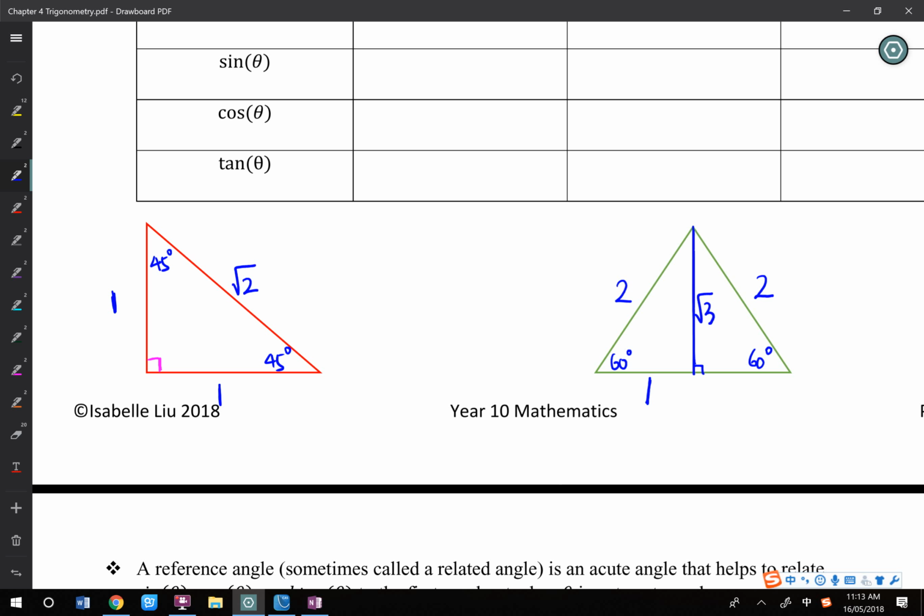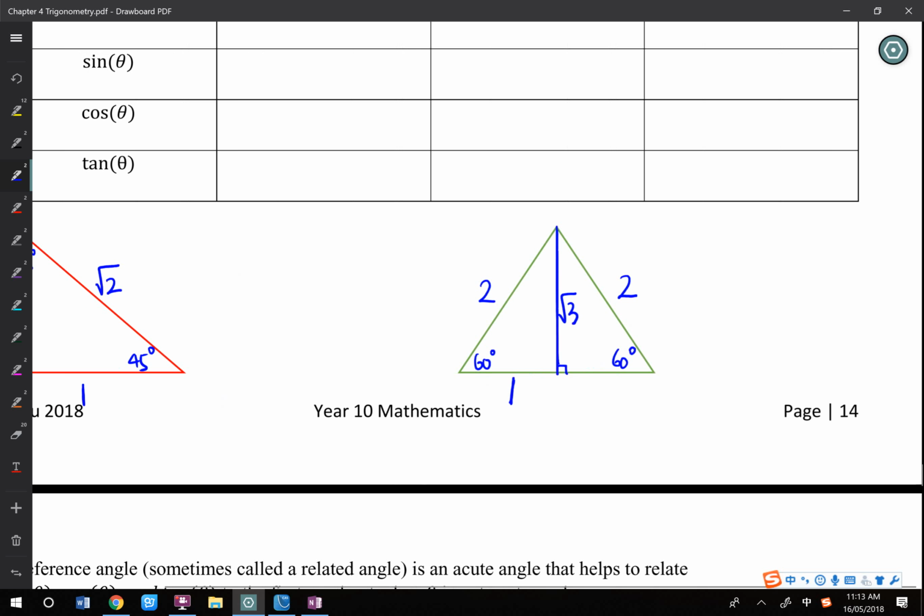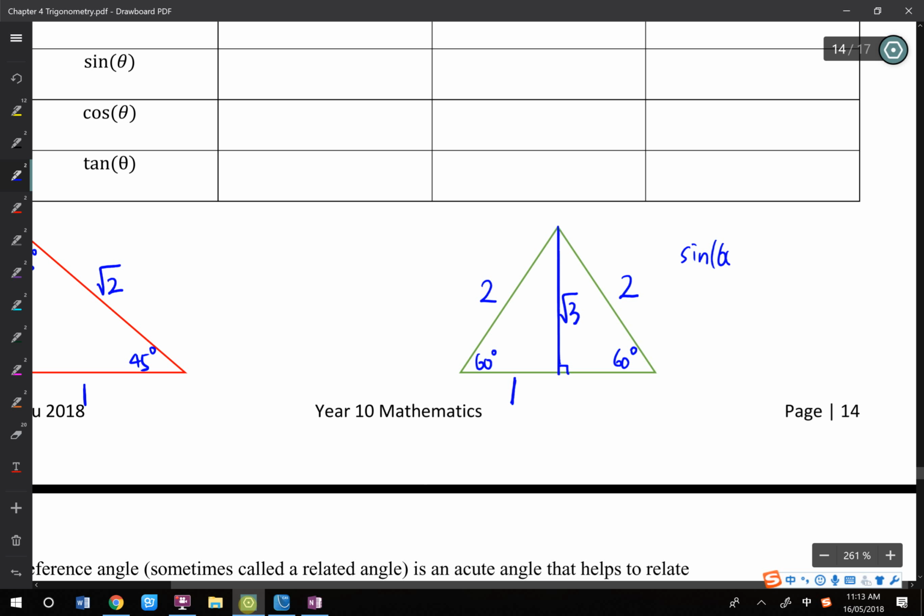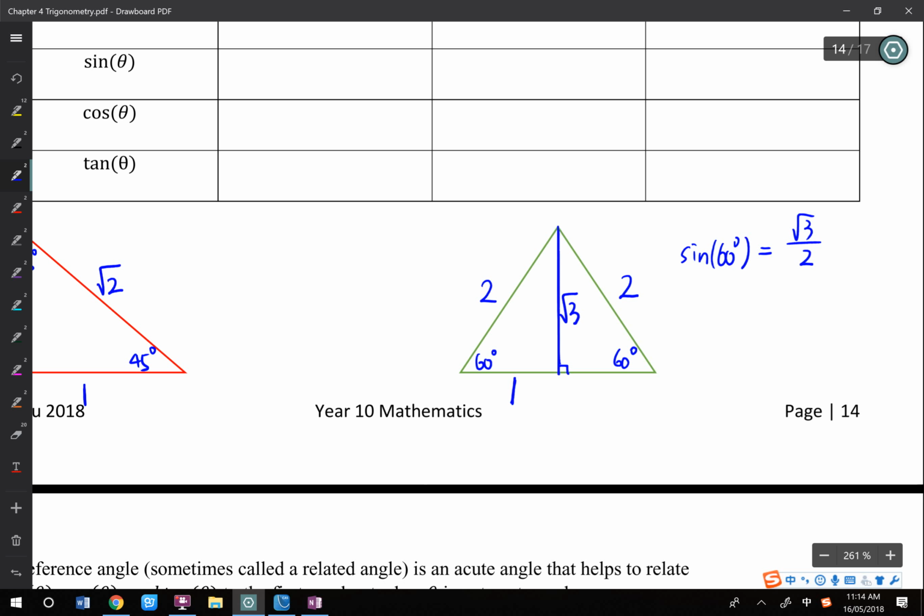I want you to find sine, cosine, tangent for 30 degrees, 45 degrees, and 60 degrees by using those two triangles. For example, a hint: if I want to do sine 60, that will be root 3 over 2. Can you see that? That's the root 3 and that's the 2, the opposite over the hypotenuse. I can also do cosine 60 and tangent 60, this over that.